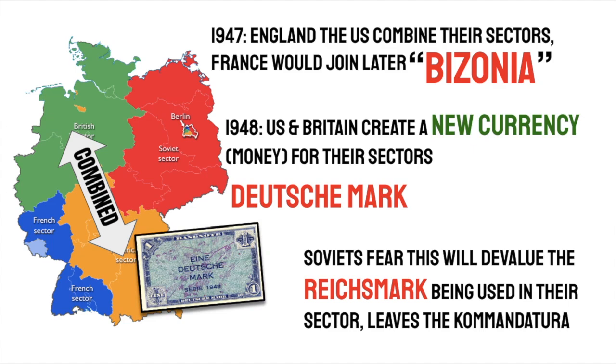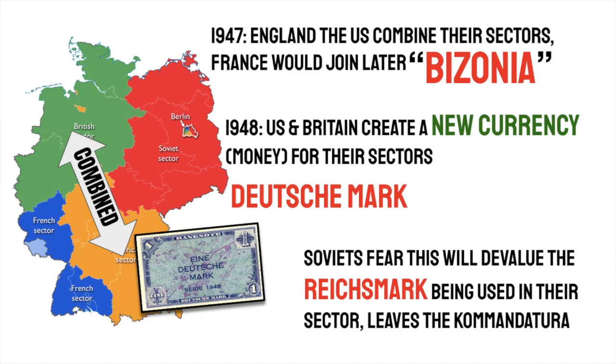Again, we're not going to get into the economics of this, but basically what we need to know is that the Deutschmark, the new currency that's going to be created by the British, the Americans, and the French in their sector, known as Bizonia, and then eventually Trizonia when the French enter, will now be used in their sectors. The Soviets see this as a direct threat to their economic system in Eastern Germany, which still uses the Reichsmark.